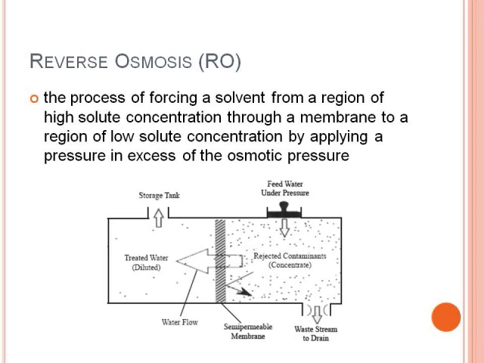The first technique we will discuss is reverse osmosis. It is a process of forcing a solvent from a region of high solute concentration through a semi-permeable membrane to a region of low solute concentration. It is done by applying a pressure higher than the osmotic pressure. This is shown in the picture below.